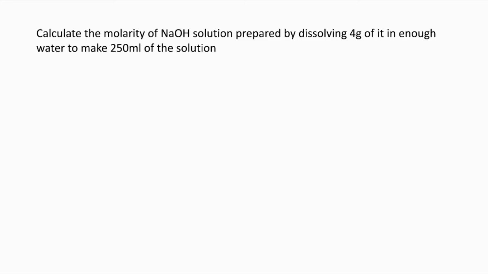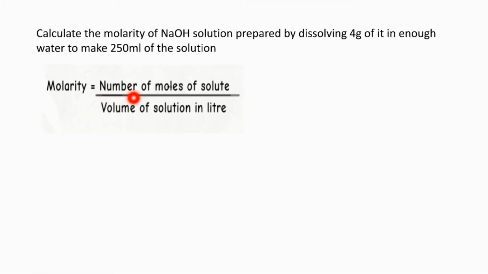Now, read the problem. Calculate the molarity of sodium hydroxide solution prepared by dissolving 4 gram of it in enough water to make 250 ml of the solution. Here they have made the volume only up to 250 ml, not 1 liter. So how to do the problem? First of all, write what is molarity. To calculate molarity, we need the number of moles of the solute first. But they didn't give that. Instead of that, they have given the mass of sodium hydroxide.